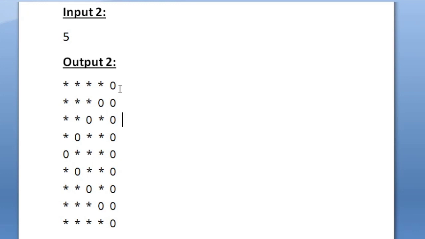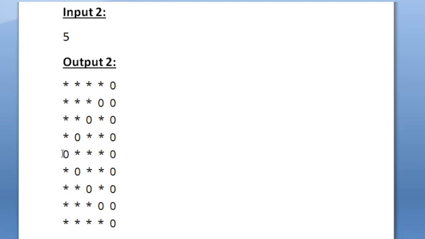So like this, the position of the second 0 decreases one by one. First it is at n minus 1, and then it is at n minus 2, and then n minus 3. So the position of the second 0 is decreasing one by one. And once it reaches the first position, now we perform the operation in reverse.